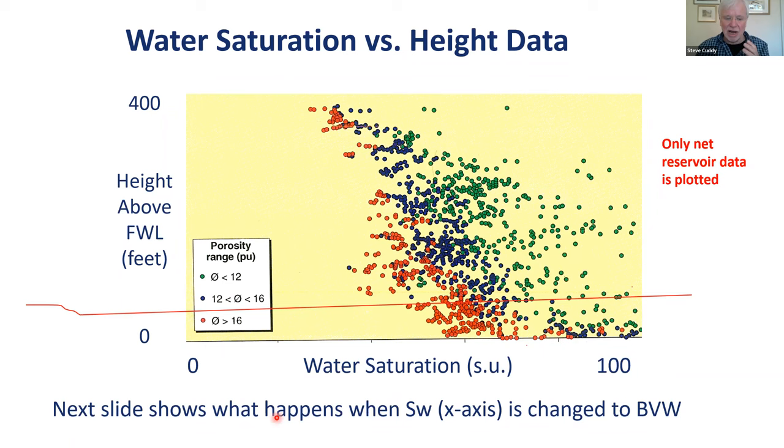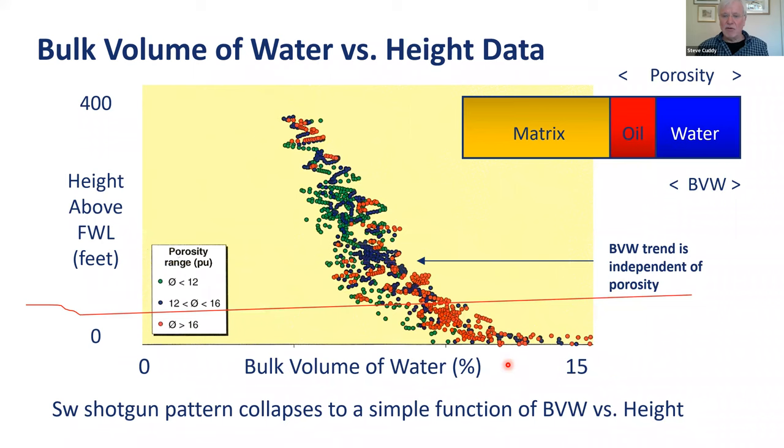On the next slide I'm going to change water saturation to BBW, the more fundamental parameter. And this is what we get. Remind you, BBW is the percentage of water in the unit volume of rock. It is what is measured by the resistivity tools and in the core analysis. And you can see all the porosity bands collapse into a single function. So the BBW is a simple function of the height above the free water level, which makes modeling very simple and convincing.